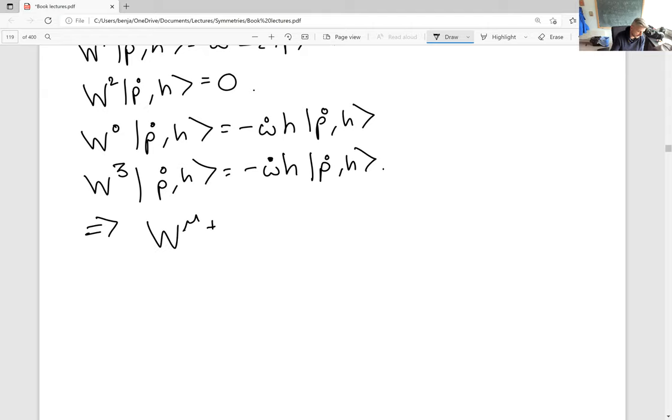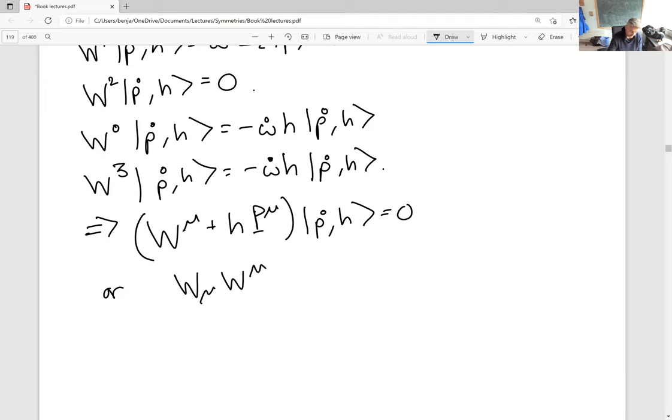So what that means is W mu plus H times P mu on P dot and zero is naught. Or in other words, W mu is equal to minus W dot squared H squared, acting on this state. So we can see that the helicity is part of the Casimir, and so different helicities label different states.